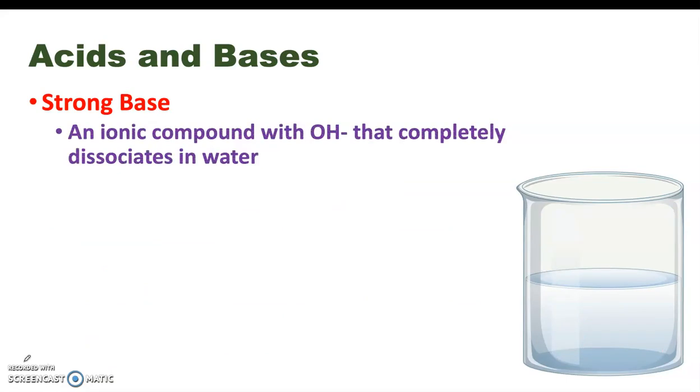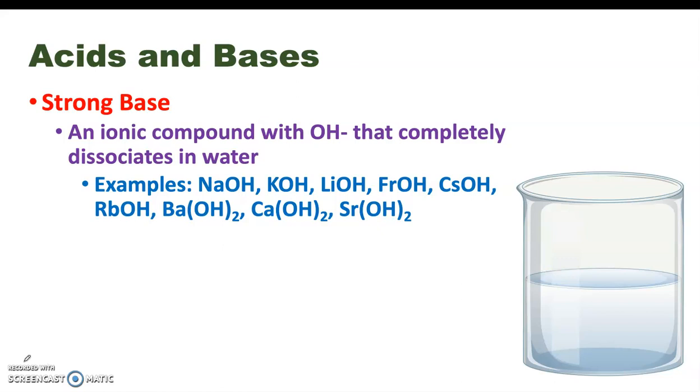Now a strong base, same thing. It's an ionic compound where all the OH minuses completely break off when you put it in water. Examples of strong bases are NaOH, KOH, and you can read the rest of the list. You'll notice that Na, K, Li, Fr, Cs are all alkali metals. And then these are all your alkaline earth metals. So your strong bases come from the first two groups of the periodic table, group 1 and group 2.